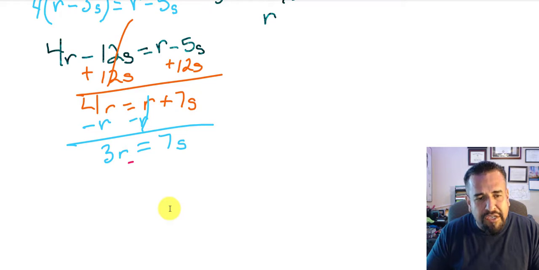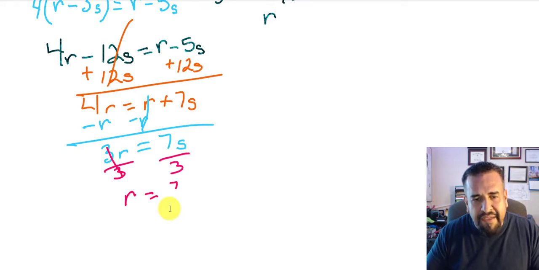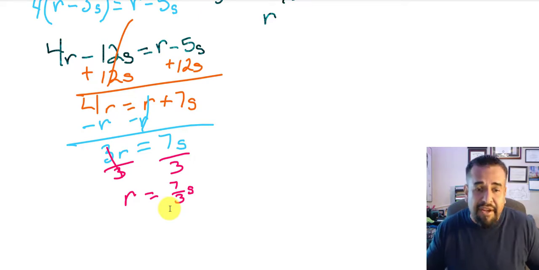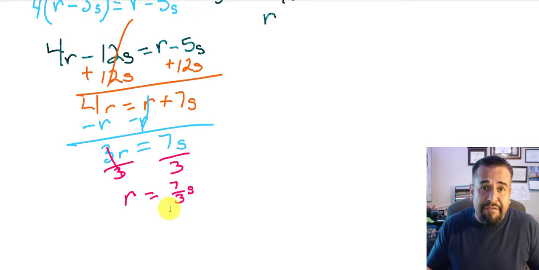Notice 3 times R, so we're going to divide by 3 and divide here by 3. So here we have R equaling 7/3. Now here's the question here. See this S here? You can leave it right next to the 7, or you can put it right next to the entire fraction. It doesn't matter. It's still the same value.